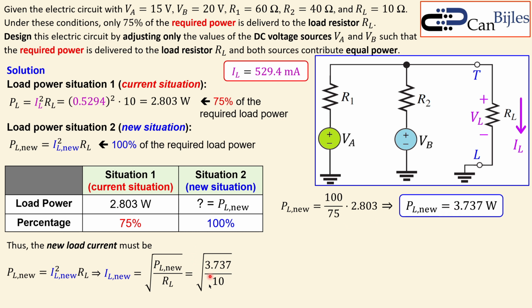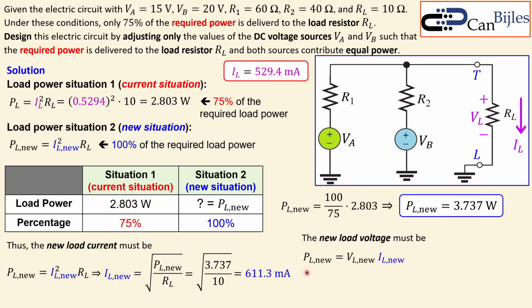Let's substitute everything we have. We have the 10 ohms and also the new power for the load. I get 611.3 milliamps. So this is now the new required load current. All right. Now the new load voltage, because since this is changing, the load voltage will also change.